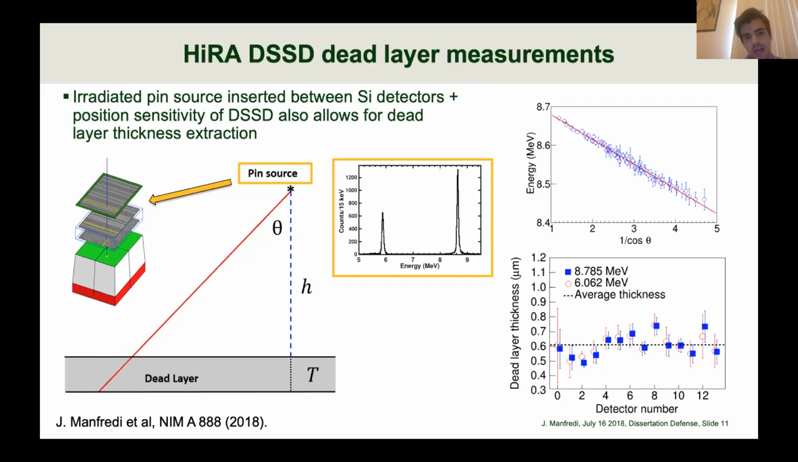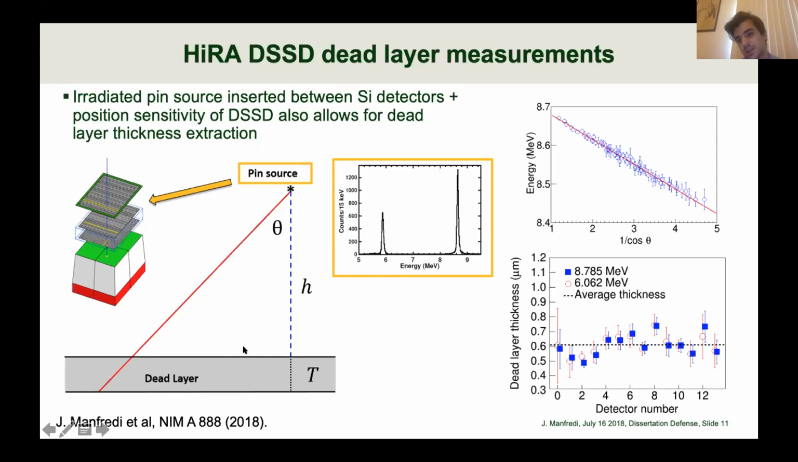We had this pin source with a spectrum from lead-212. You can see the alpha energies here in this plot. And we have a position-sensitive silicon detector. So when we put this pin source very, very close to the surface of the silicon detector, as shown in this cartoon here, we get the particles passing through the dead layer at very large angles given by theta. And so we can measure the thickness of this dead layer T. On this plot on the upper right, you can see the energy of the alpha particle as a function of 1 over cosine of this angle theta.